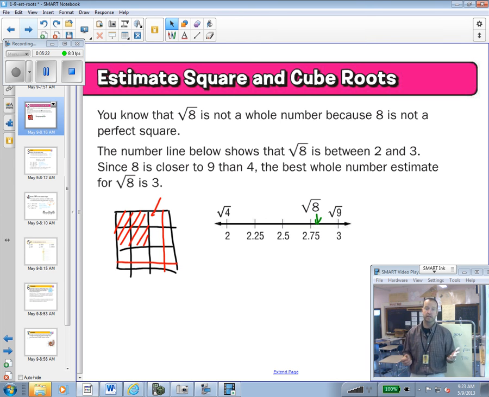We're just going to ask you to estimate right now to the nearest whole number. So this is going to be rounded to 3. You could probably even put this in as like 2.8, but we're not asking you to be that specific in your estimate. So this would round to 3.